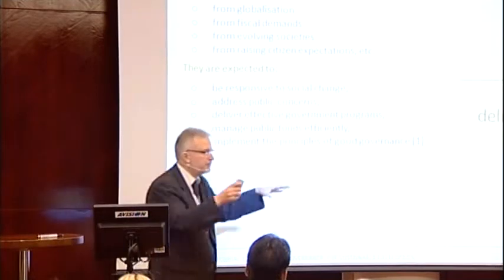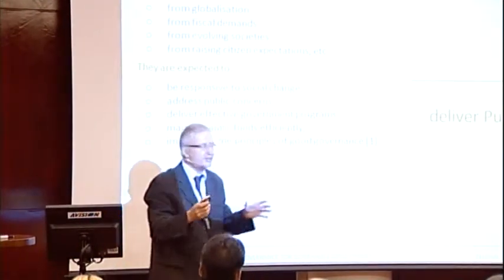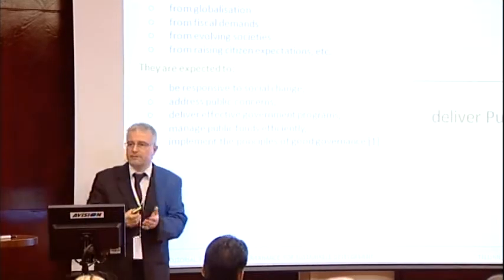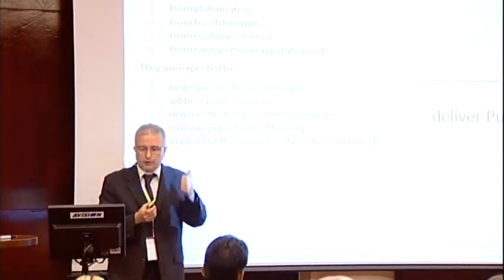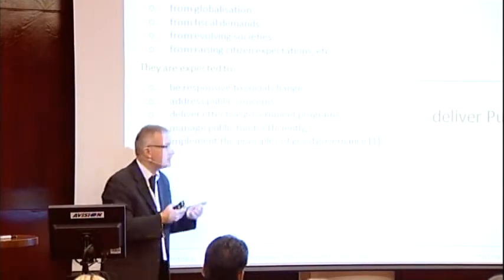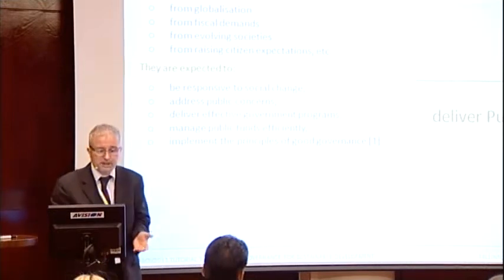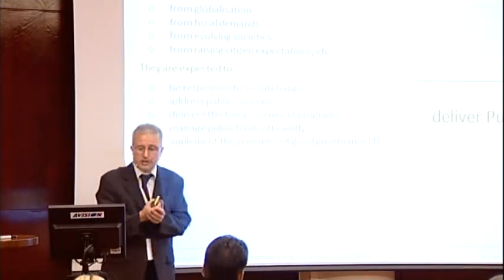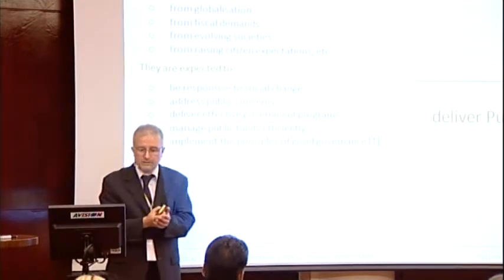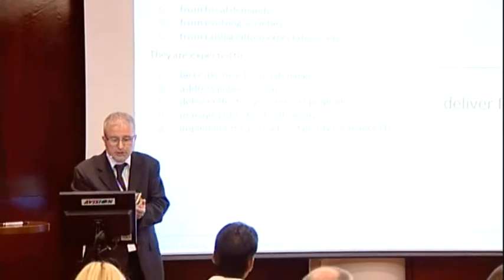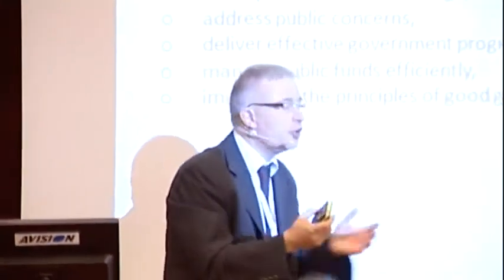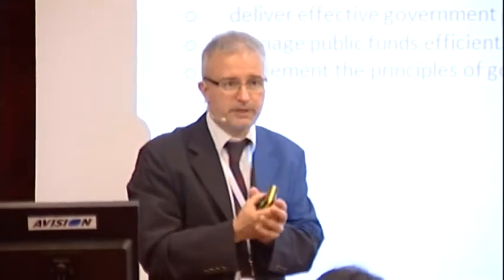So let me start with a very broad context for electronic government in general. And the context is the pressure that governments around the world are under from globalization, from fiscal demands, from evolving societies, from raising citizen expectations. Governments are expected to be responsive to social change, to address public concerns, to deliver effective government programs, to manage public funds efficiently, to implement the principles of good governance, etc. In short, governments are expected to produce public value.